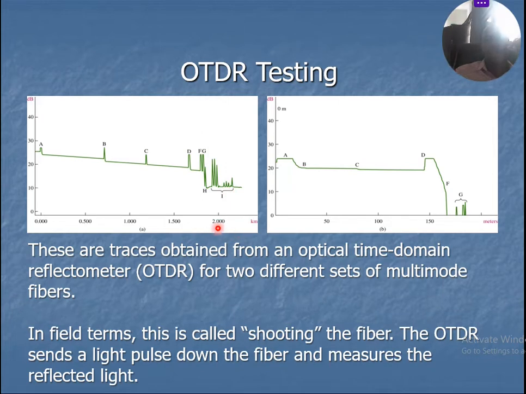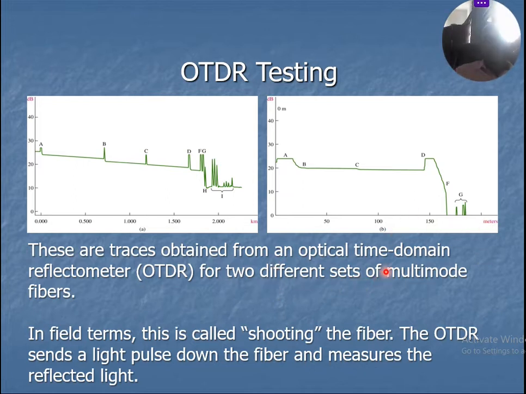You can see this distance is in kilometer, while this distance is in meter. This is a plot of decibel against distance in kilometer for figure A, and this is a plot of the power output from the OTDR against distance in meter. Is that okay? Now we're going to look at them one after the other.